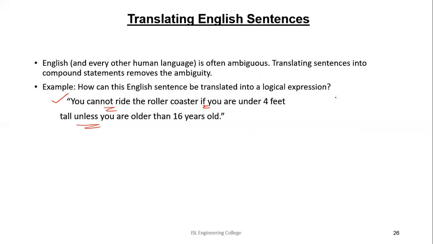So now over here you can say that P is you can ride the roller coaster. So negation P will become cannot ride the roller coaster. I'm just writing RC. Then Q is you are under 4 feet tall, and R is you are older than 16.